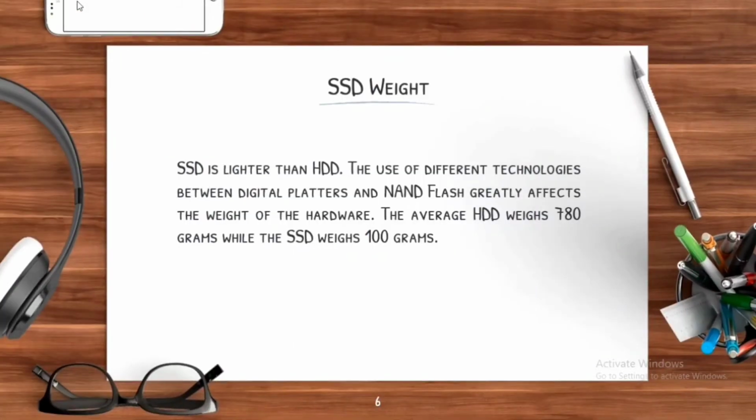SSD weight. SSD is lighter than hard disk drive. The use of different technologies between digital platters and NAND flash greatly affects the weight of the hardware. The average hard disk drive weighs 780 grams, while the SSD weighs 100 grams.